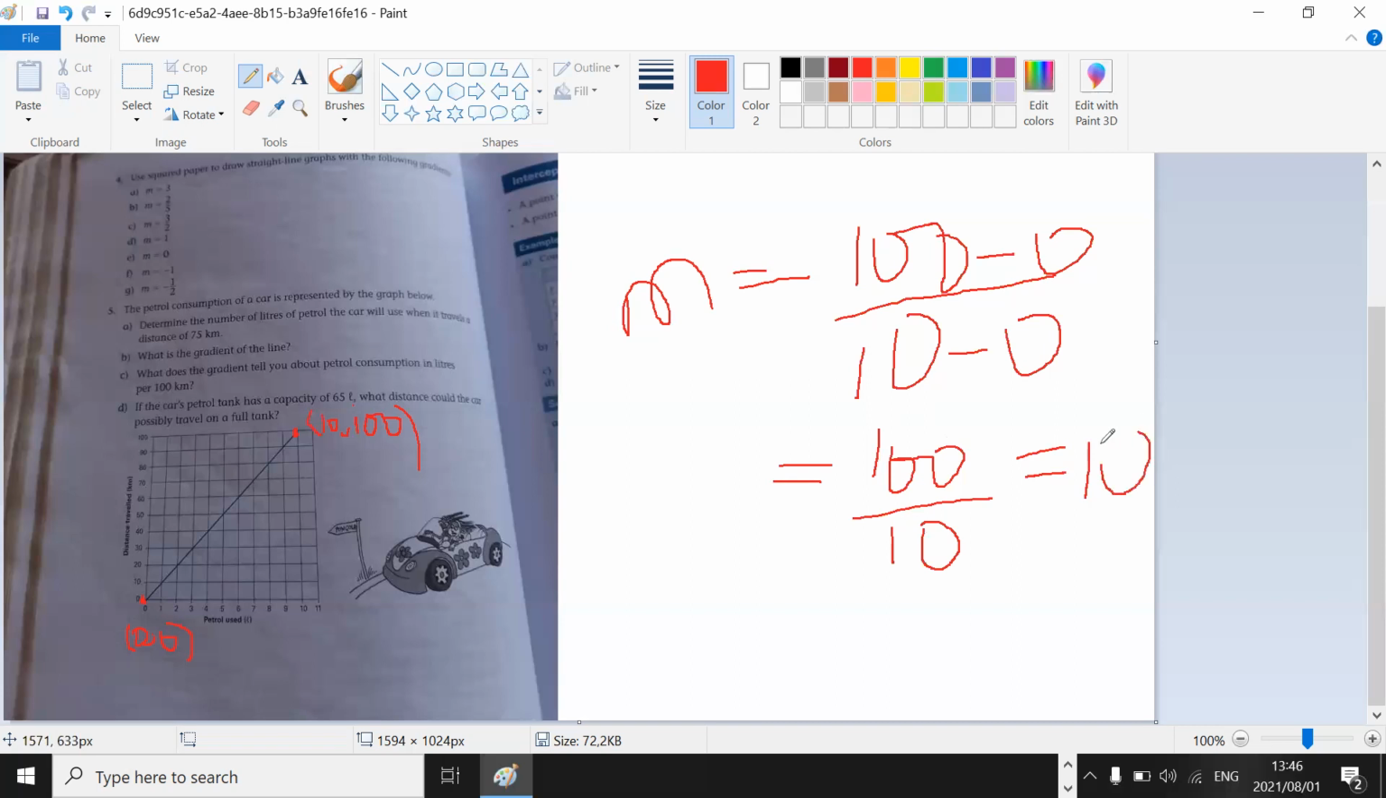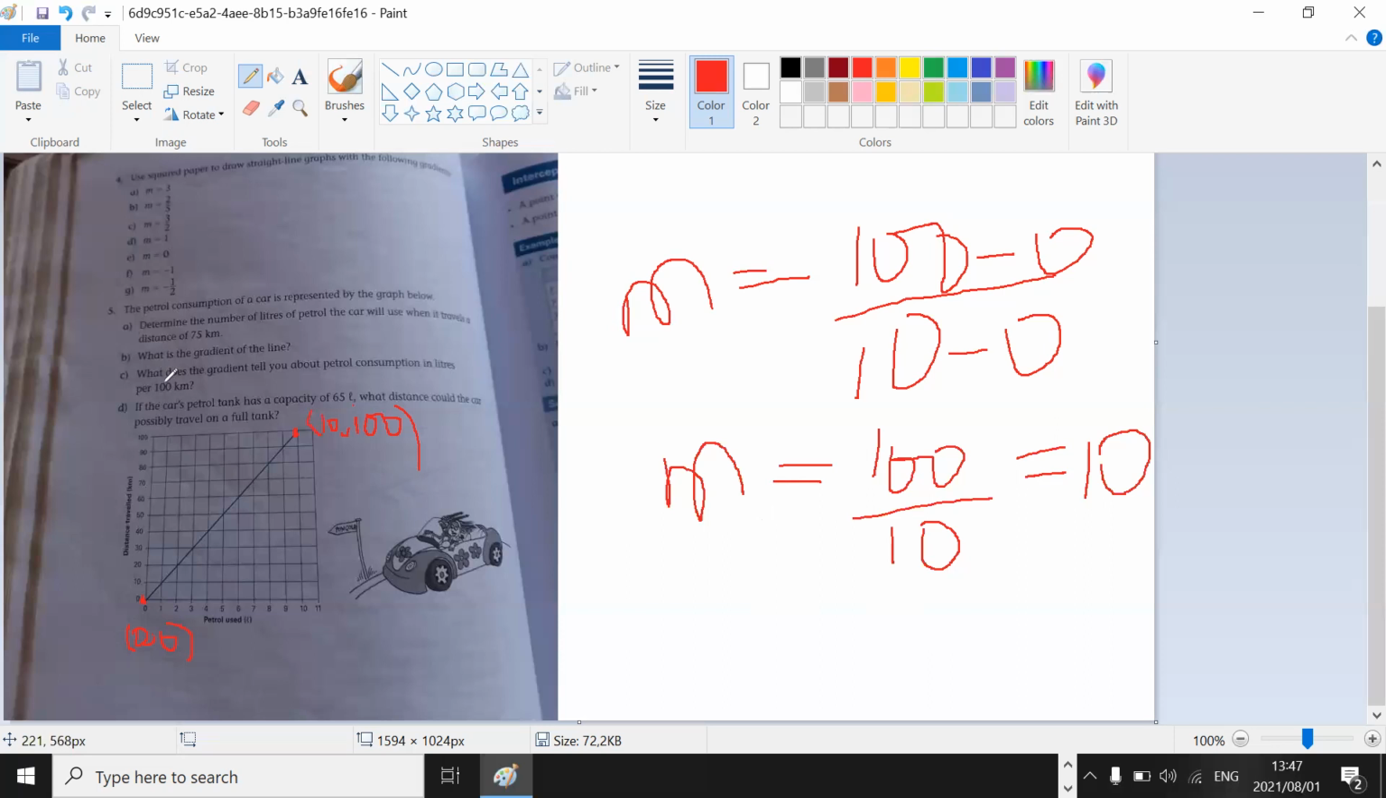And the answer of this is 10. So it has a gradient of 10. There are a lot of things which this gradient tells us. That's why it's important to calculate the gradient. I'll explain more with regard to what the gradient means. So let's go to the next question.